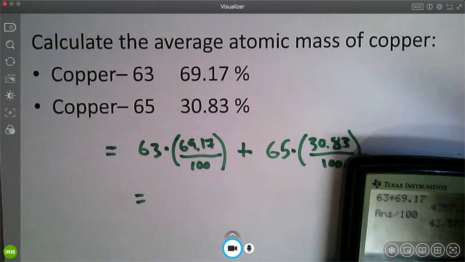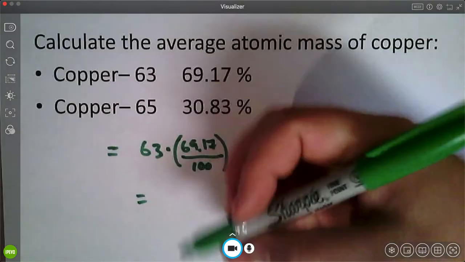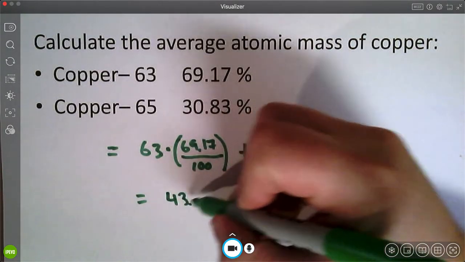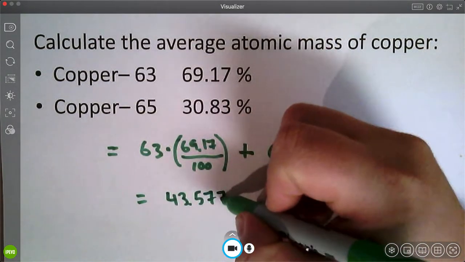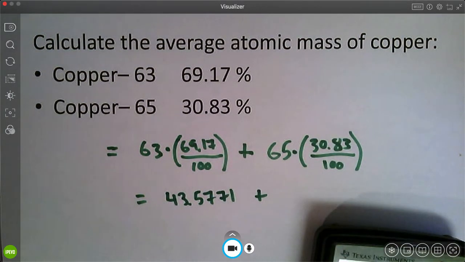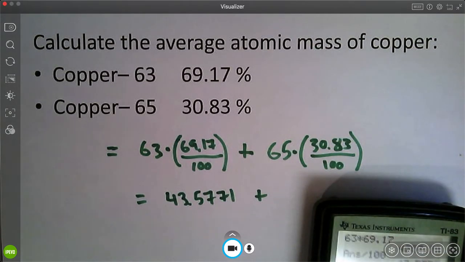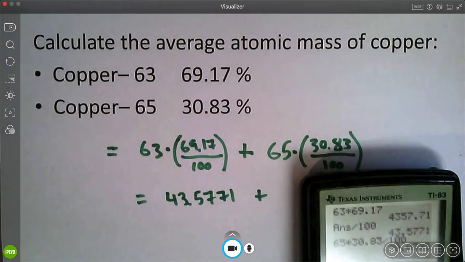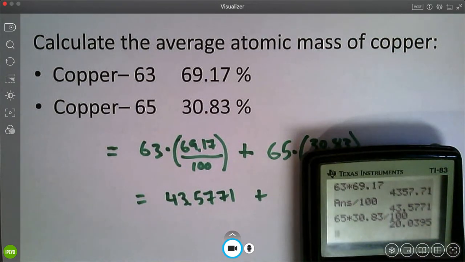Okay, so this one is 43.5771. Plus, and the other part, 65 times 30.83 divided by 100. 20.0395.